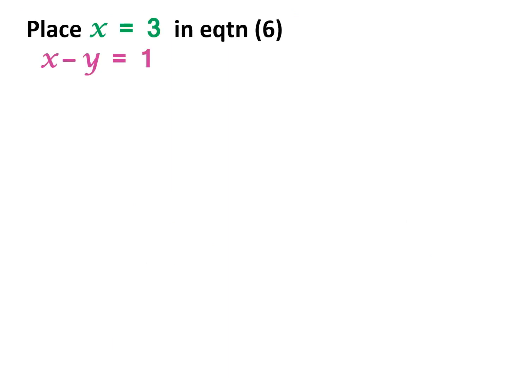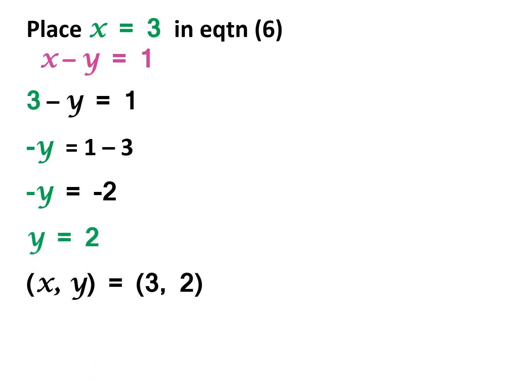Placing x is equal to 3 in equation 6, x minus y is equal to 1. So we get 3 minus y is equal to 1. Minus y is equal to 1 minus 3. Minus y is equal to minus 2. Therefore, y is equal to 2. The solution x comma y is equal to 3 comma 2.